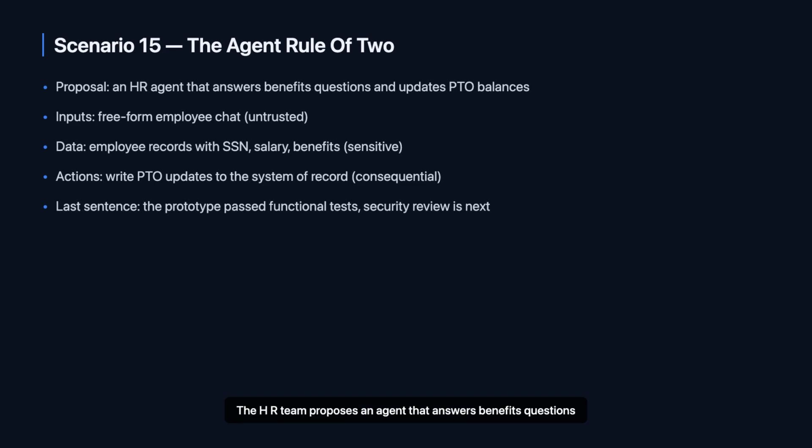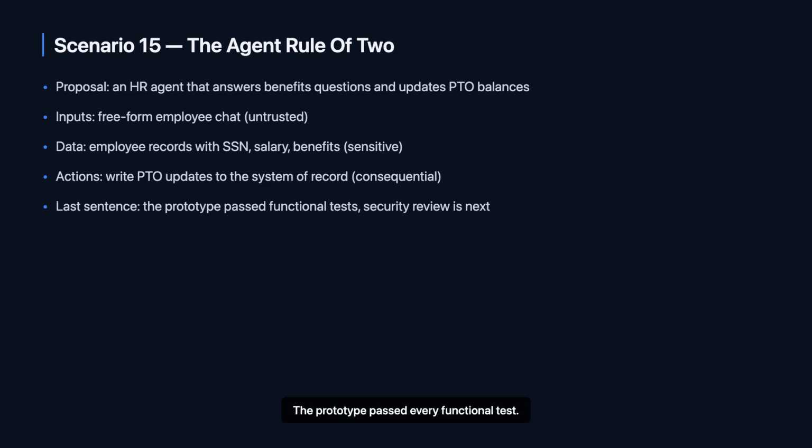Scenario 15. The HR team proposes an agent that answers benefits questions and updates PTO balances directly. Look at the 3 properties this agent holds. Inputs are free-form employee chat, that's untrusted text. Data is the employee record set with social security numbers, salary, and benefits, that's sensitive. Actions write PTO updates to the system of record, that's consequential.